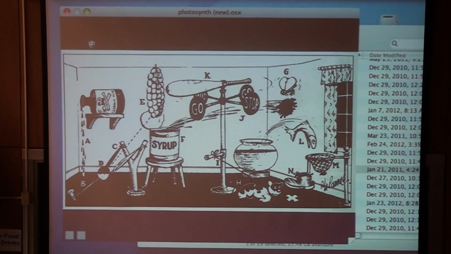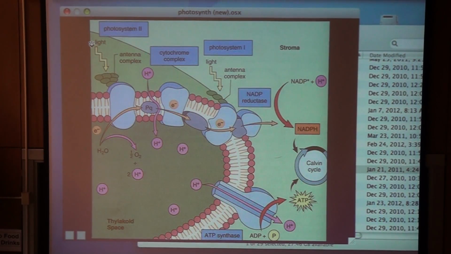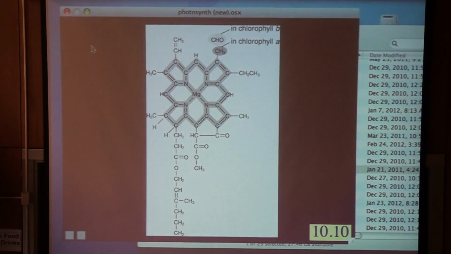And so I'm just saying, be prepared for a little complexity. There's a lot of proteins and molecules that are going to be interacting to do this photosynthesis process. All right, so let's start off with a chlorophyll molecule. There, here we go.